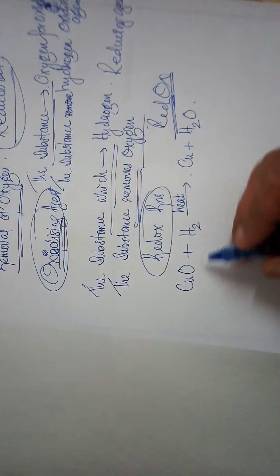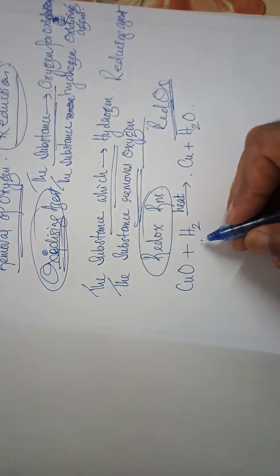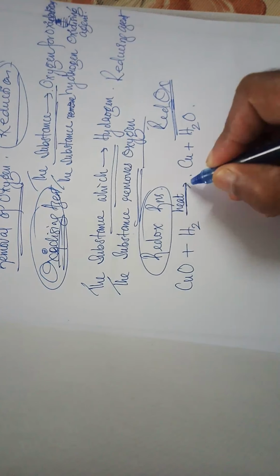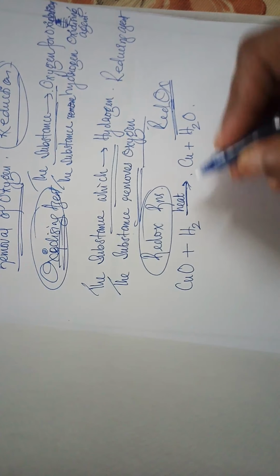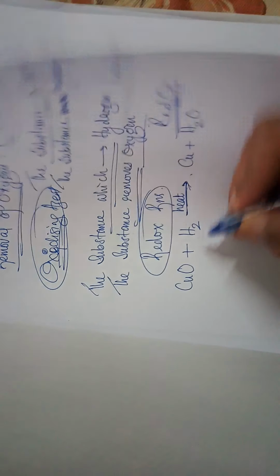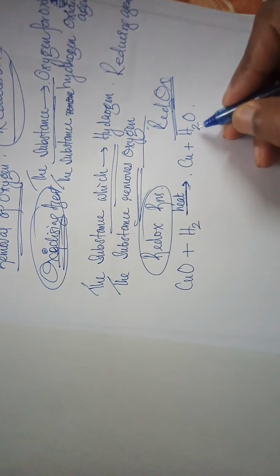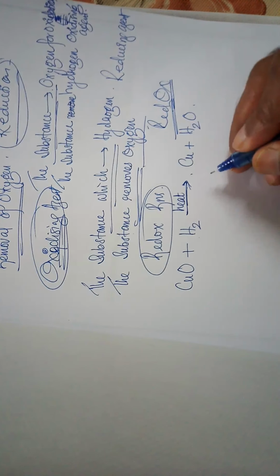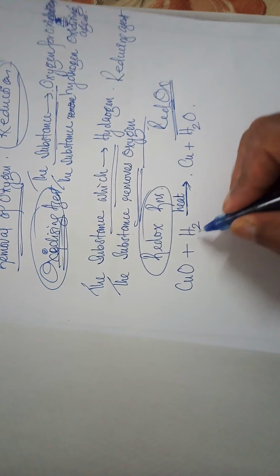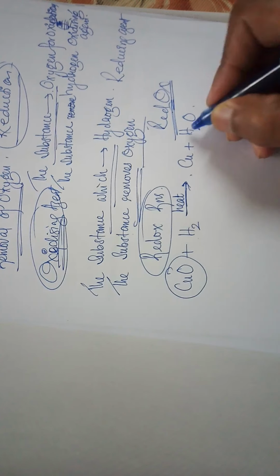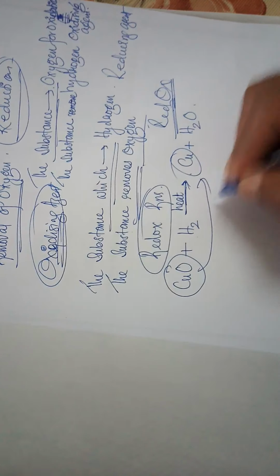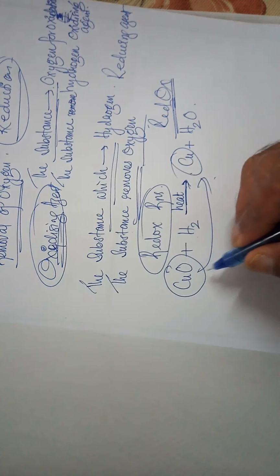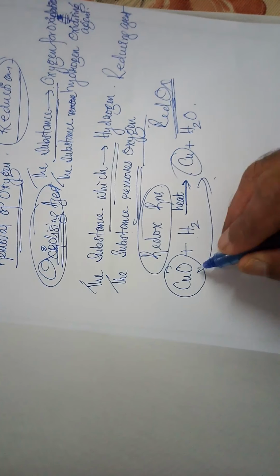Now take the example of copper oxide. Copper oxide is heated with hydrogen, and heat is denoted on the arrow. When copper oxide is heated with hydrogen, copper metal and water are formed. This type of reaction is known as a redox reaction. In this reaction, copper oxide is changing into copper; oxygen is being removed from copper oxide.